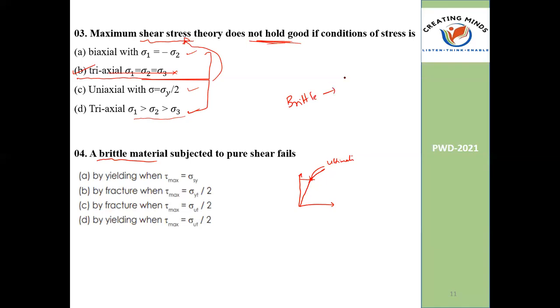Brittle, that is fracture. That is yield. So here which option is right? Option C. Yes.